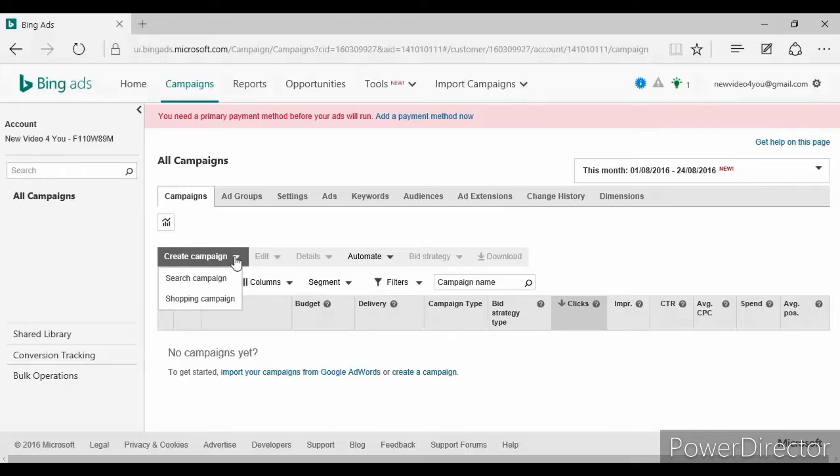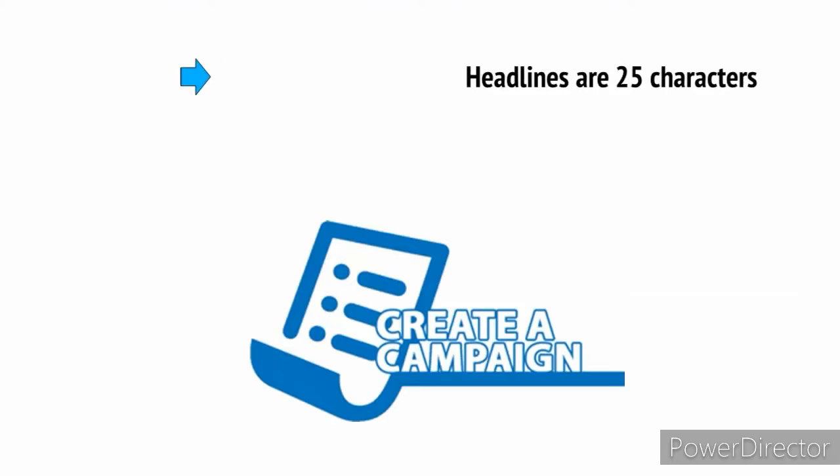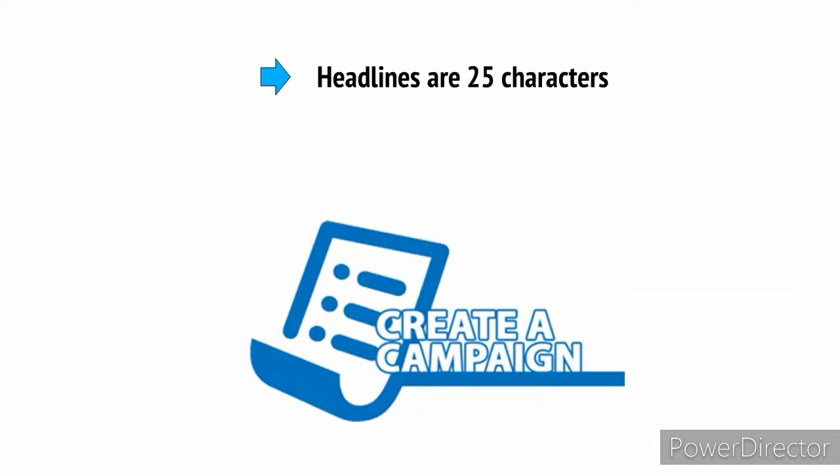And all the way along, there are these little learn more question mark bubbles. If you click on those, it gives you a lot of information about how the whole site works. Headlines are 25 characters. Ad text is 71 characters.